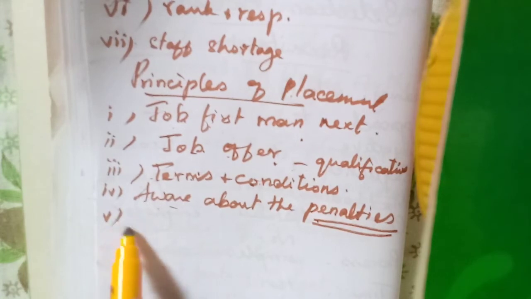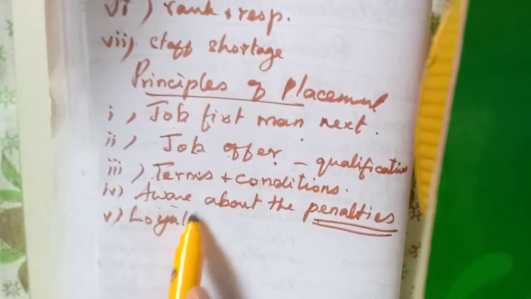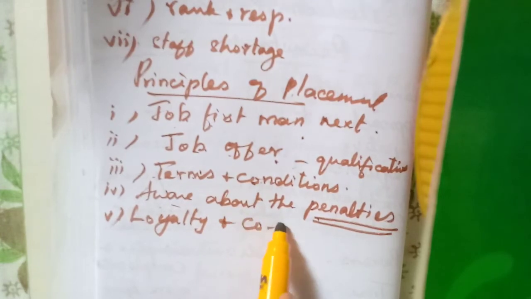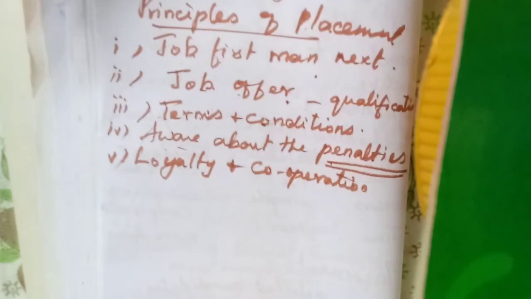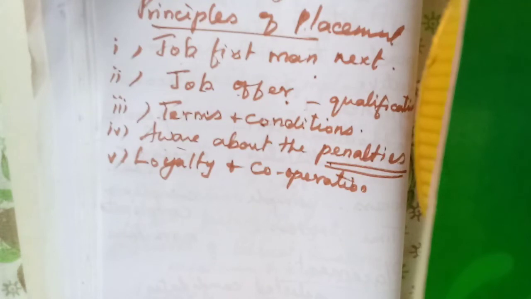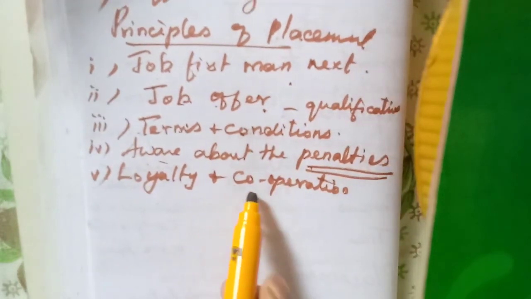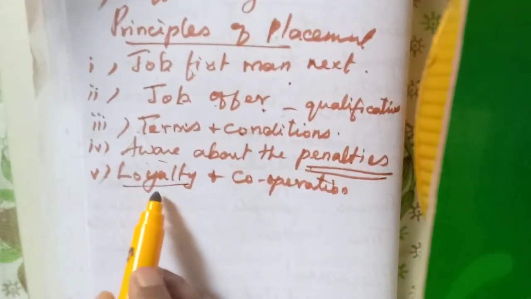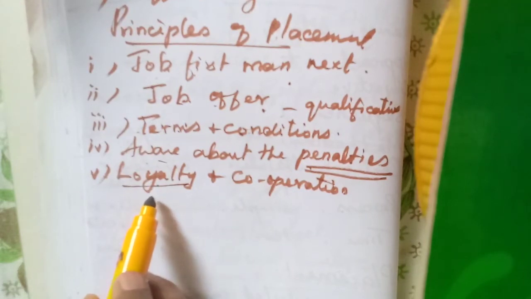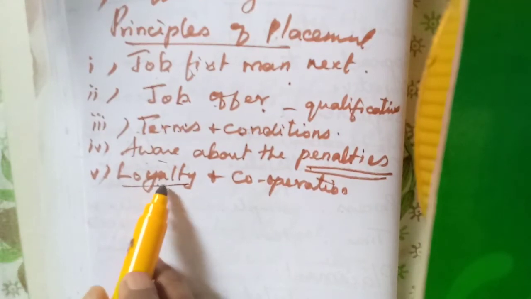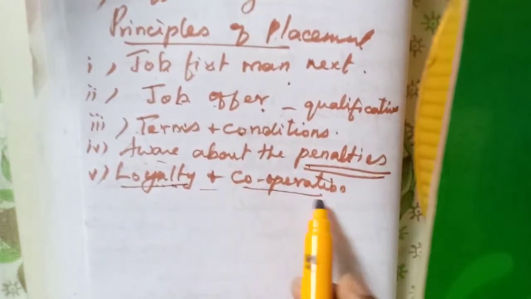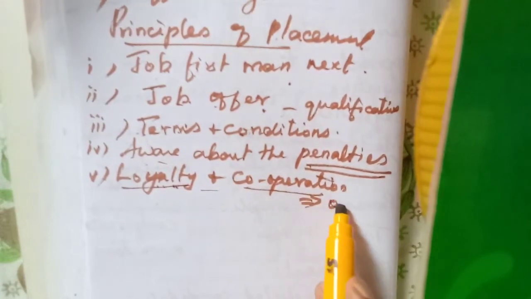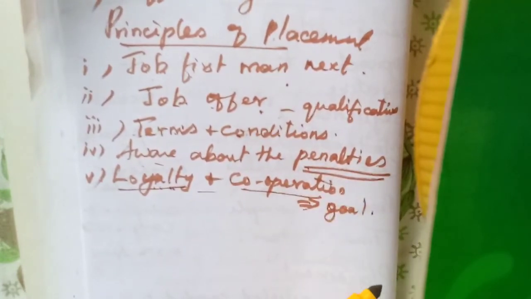Okay, then loyalty and cooperation. Loyalty, honesty, isn't it? Then they have to cooperate. Why? They have to work together. Only then they can achieve the goal of the organization. If each and everybody does their work loyally and honestly, genuinely, if they do their duties and responsibilities together, then only they can achieve the objective or goal of the organization.